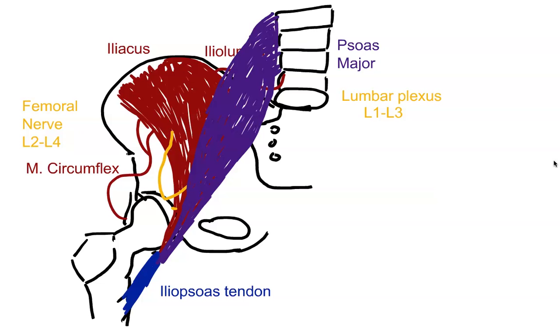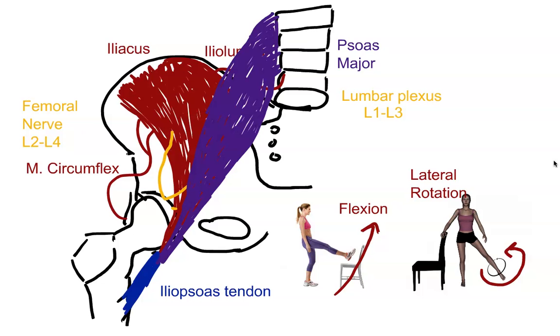The psoas makes up the large part of the posterior abdominal wall, along with the quadratus lumborum, and is surrounded by the psoas sheath of fascia, derived from the fascia of the posterior abdominal wall. Its action is to flex and laterally rotate the thigh. The same goes for the iliacus muscle. So flexion and lateral rotation of the thigh.